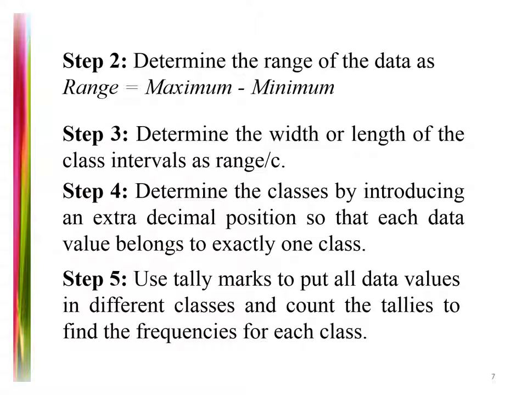Step five: use tally marks to put all data values in different classes, and count the tallies to find the frequencies for each class. It is not mandatory, but if we use tallies it is easier to calculate the corresponding frequency values. Our main purpose is first to split the data into suitable groups, then count how many observations fall in each, and the tally method is an easy way to do this.